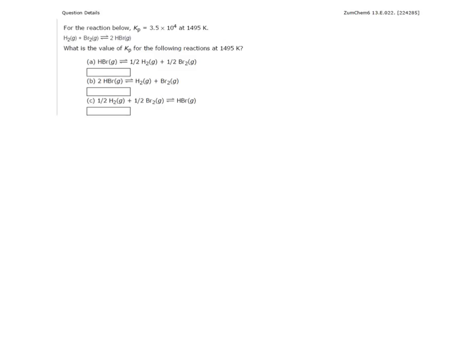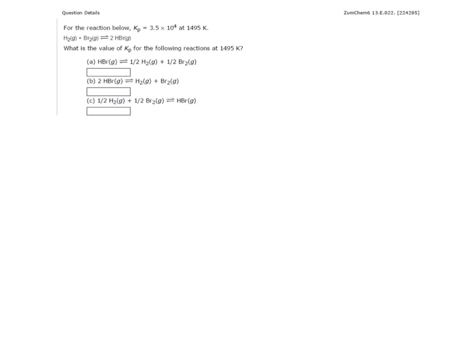This question asks us to compare values of Kp for closely related reactions. The original reference reaction is H2 plus Br2 yields 2 HBr, and they give us a value of Kp of 3.5 times 10 to the positive fourth for that particular reaction.